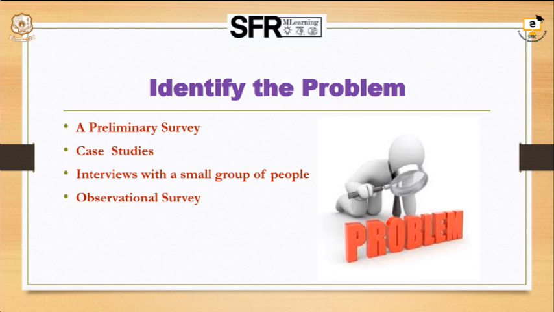What does preliminary survey mean? You are doing research about some topic. So, from the topic you are getting information through some preliminary survey. Then after getting the preliminary survey, you make case studies. Then you are going to interview a small group of people. Finally, based upon your interview, you have to make the observational survey. So, this is the first step, identify the research problem.